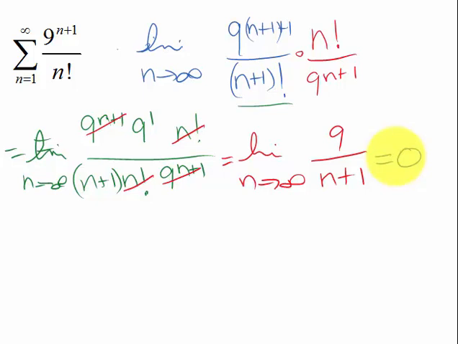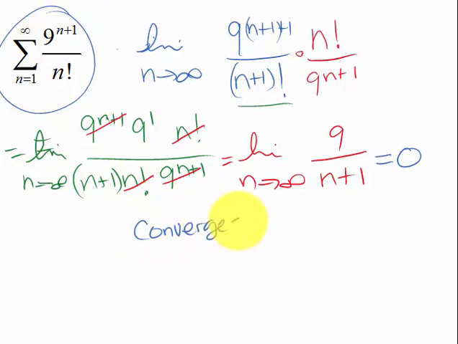So now I want to think of what that tells me in terms of the ratio test, and the ratio test basically says if this limit is finite and it is less than 1, which it is, then I have convergence of this series. So by the ratio test, this series converges.